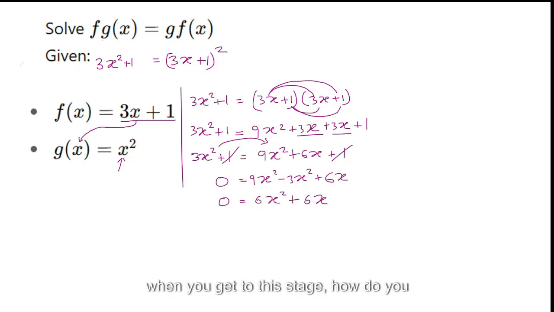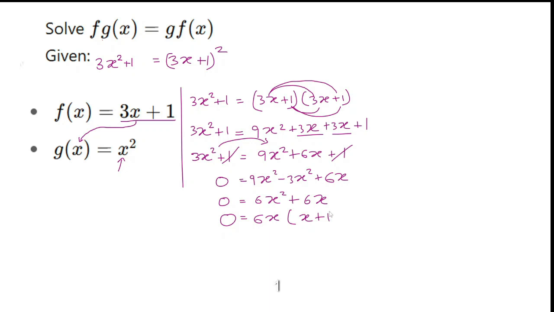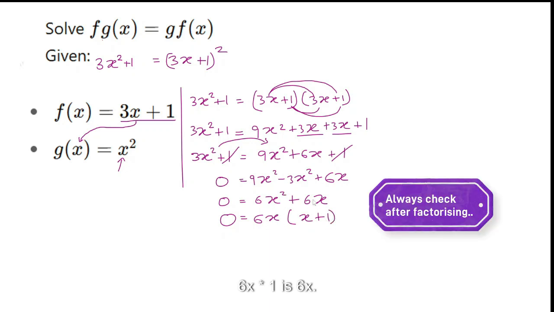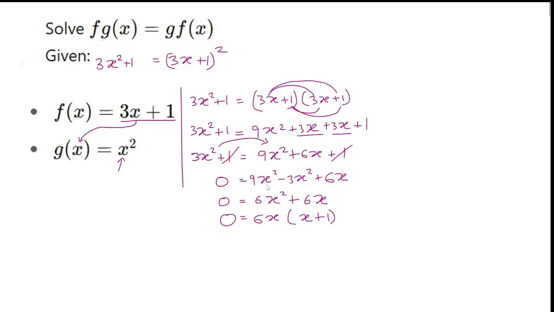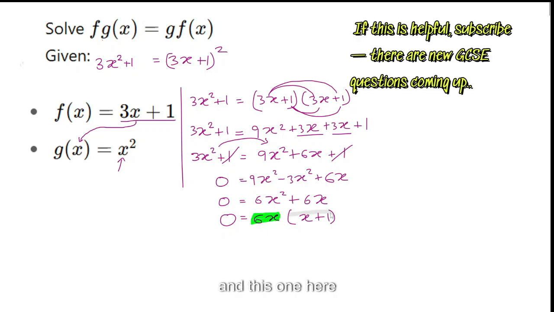Now when you get to this stage, how do you solve it? What we can do is factorize it. So let's factorize it. The common factor is 6x, bracket x add 1, because 6x times x is 6x squared, and 6x times 1 is 6x. Now these two, this one here and this one here, are multiplied and you get 0.